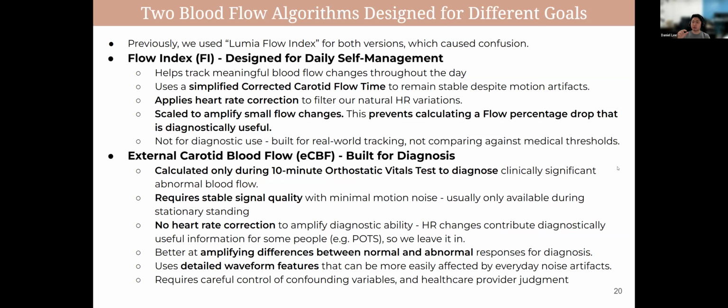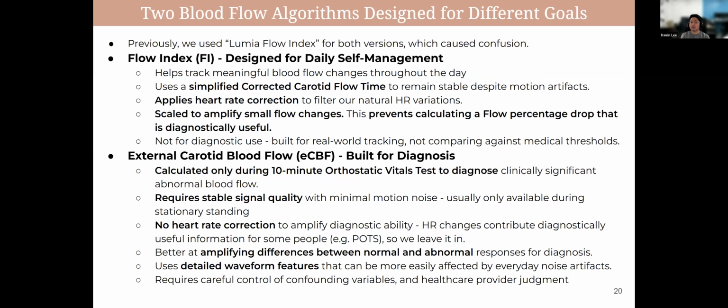This requires more stable signal quality, because we're going to be using a lot more features in that waveform. We need it to be very stable, and so we're only going to be applying it when people are stationary. We're not applying heart rate correction, so it's more of a stroke volume surrogate for the providers out there. This amplifies the diagnostic ability, because your heart rate for many orthostatic people increases quite a bit. But if we correct that out, for people with POTS, it's going to make your flow drop not look as significant as it actually is.